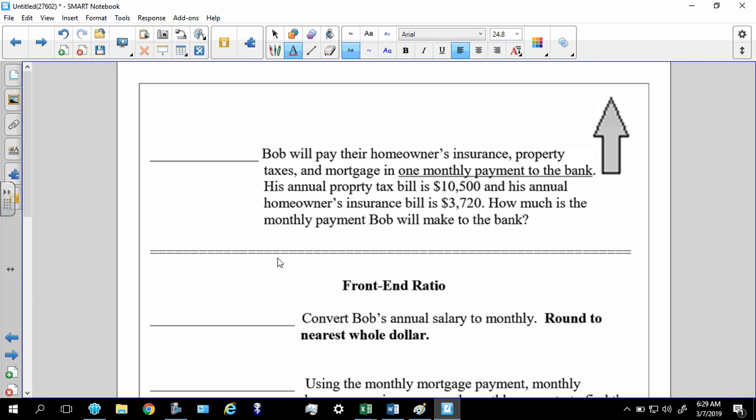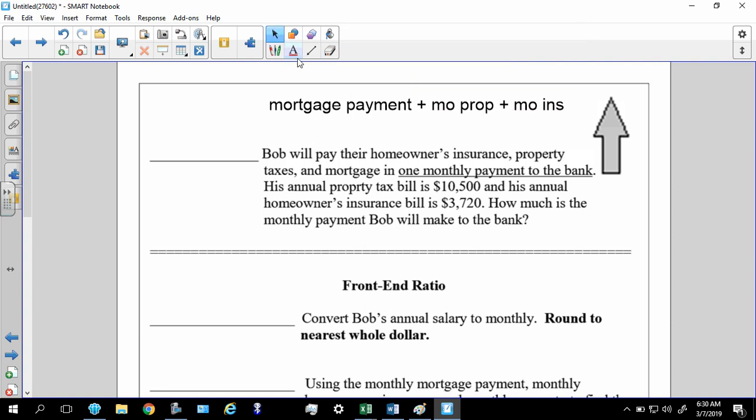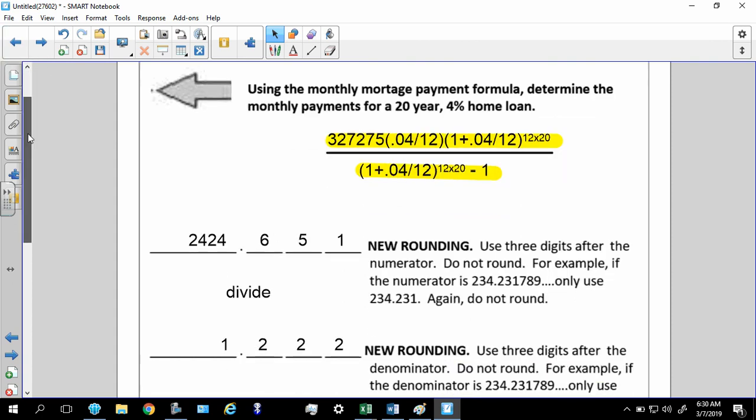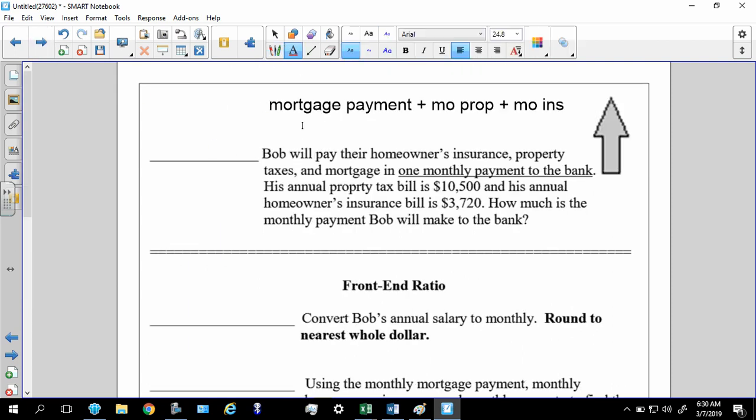All right, moving on. Bob will pay the homeowner's insurance and property tax. This is a very challenging question because it doesn't fall in line, so let me write some notes here. The answer is going to be the mortgage payment plus the monthly property tax plus the monthly insurance. So there's three things that need to be added together. Now, the mortgage payment was on the last page, which was $1,984.